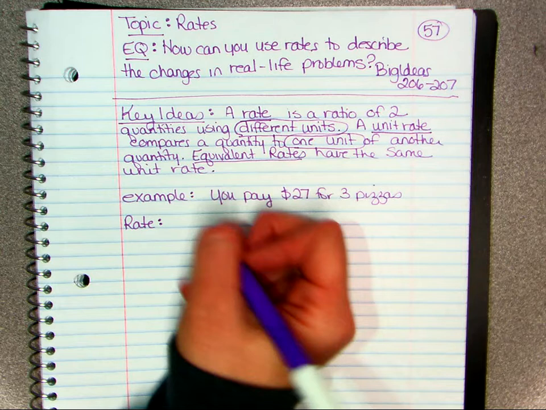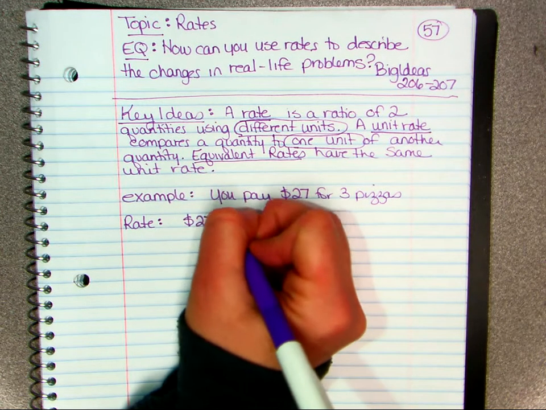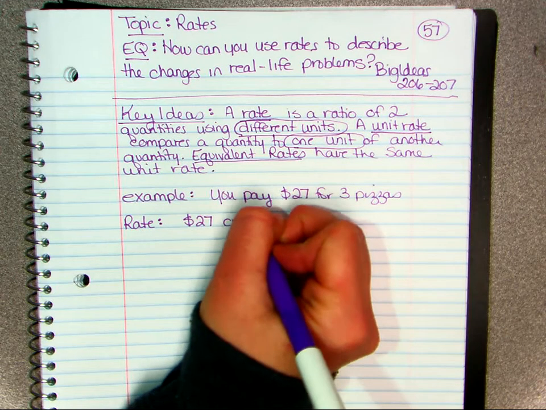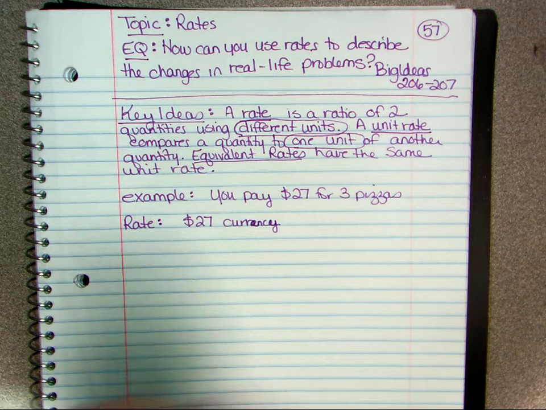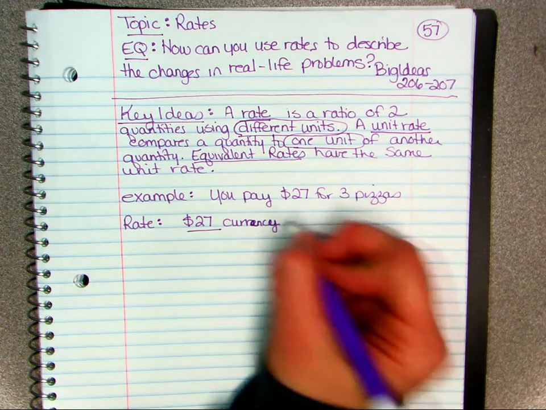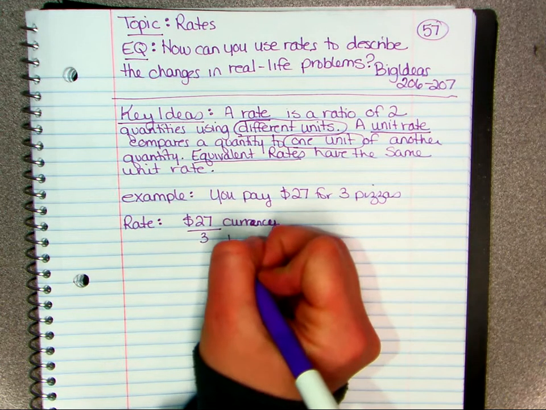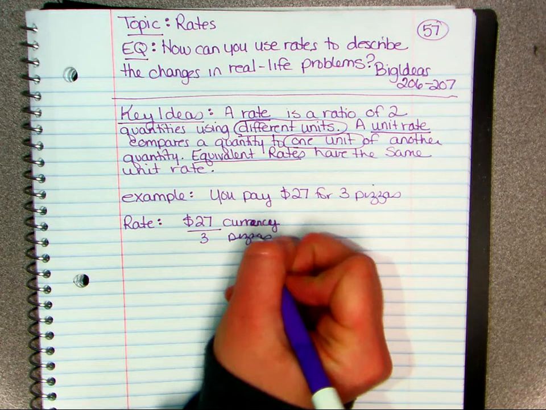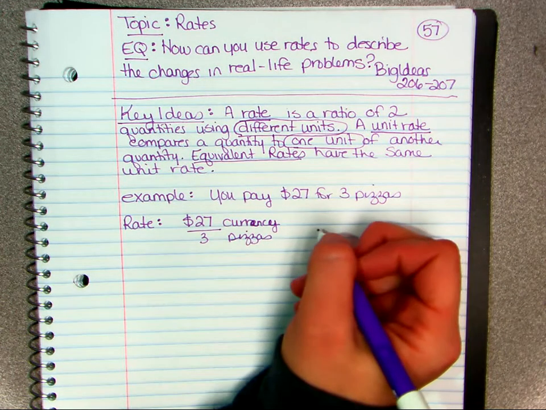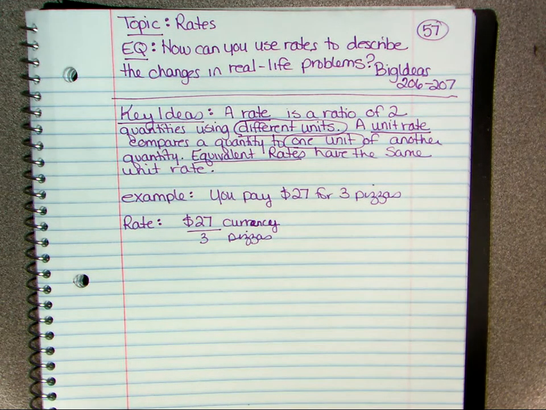So I'm going to do the cost, which is $27. This is currency. And then I'm going to do that over the amount of pizzas, so money over the amount of pizzas that we're selling. So that would be the rate. So the first thing you do is you write that rate.